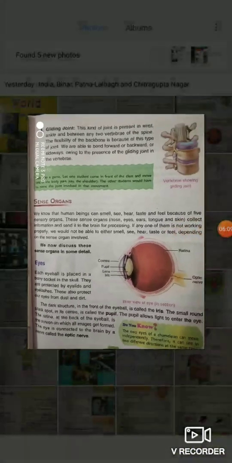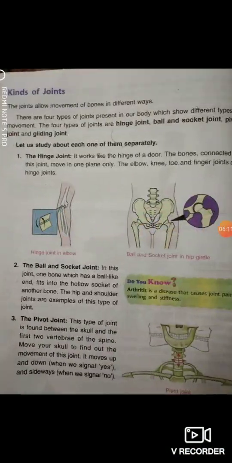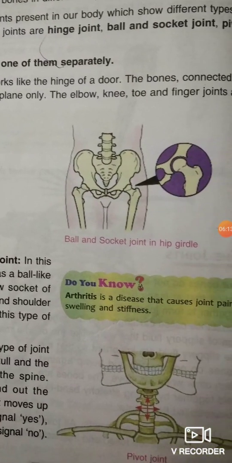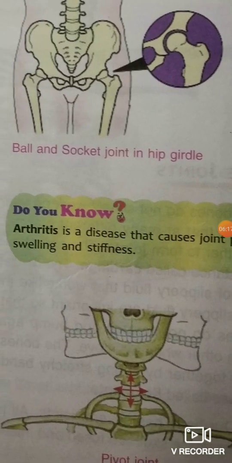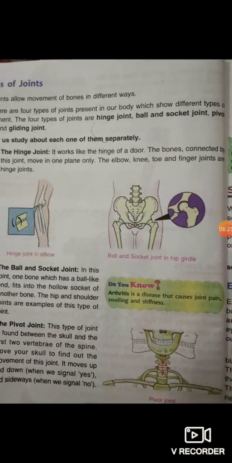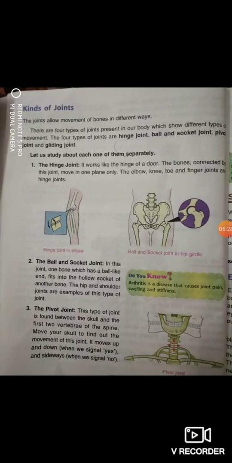Now see, one thing you also have to know is what arthritis is. Arthritis is a disease that causes joint pain, swelling, and stiffness. So this is the name of a disease. Okay, so this is all about joints and kinds of joints.